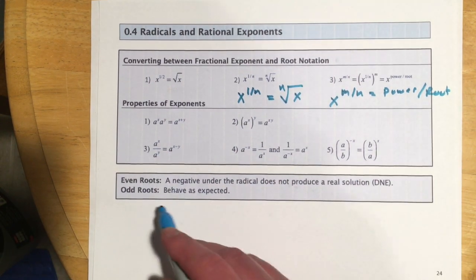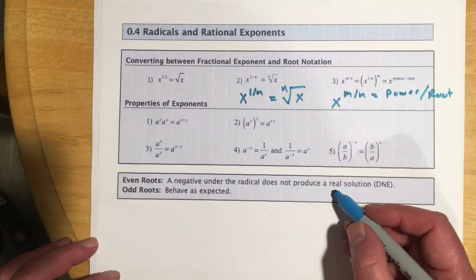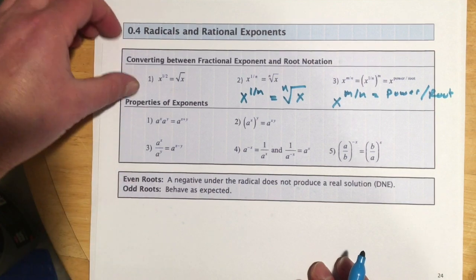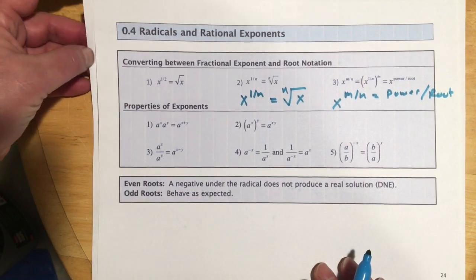And then even and odd, so a negative under a radical does not produce a solution for even roots. For odd roots, you can totally have a negative under the radical. So let me show you that with some context.